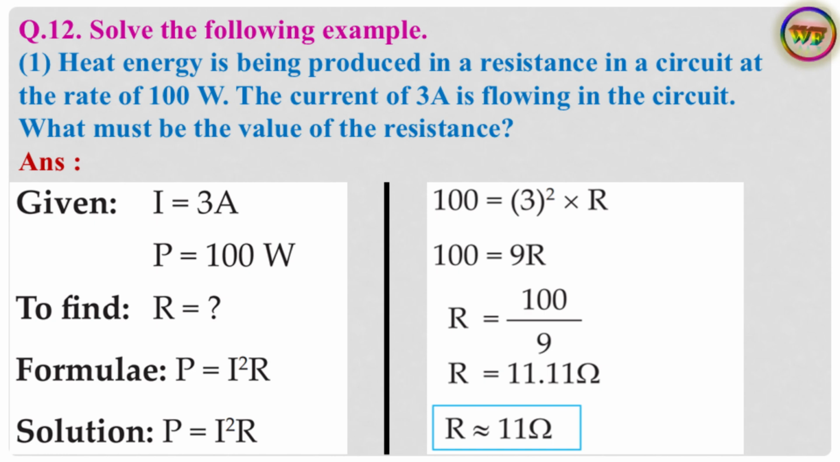Question 12. Solve the following examples. Sub-question 1. Heat energy is being produced in a resistance in a circuit at the rate of 100 watts. A current of 3 A is flowing in the circuit. What must be the value of the resistance? The answer is given directly.